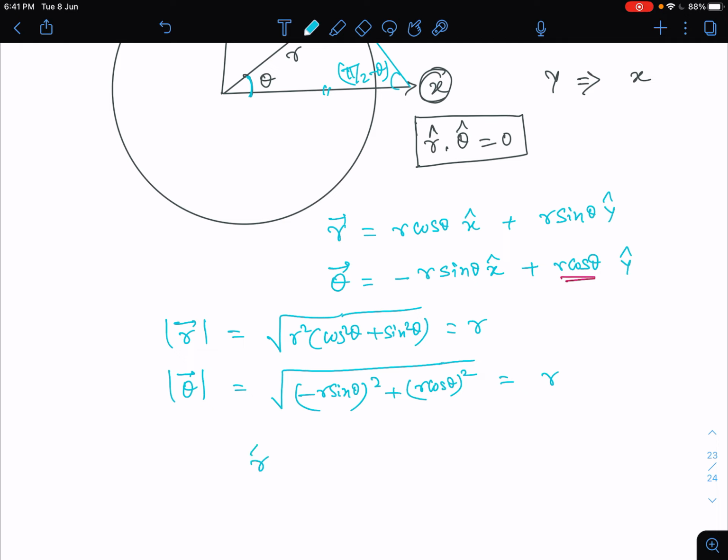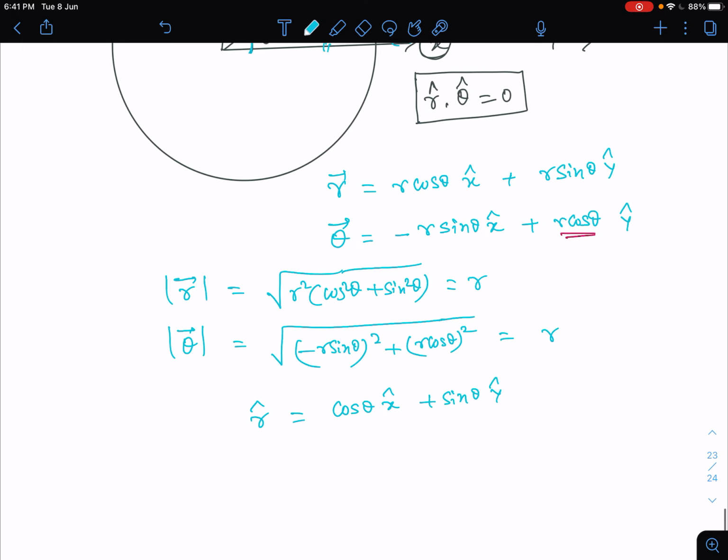So what is the unit vector along r? That is r cap. If we divide this by r, that is cos theta x plus sine theta y. And what is the theta cap? Again you divide by the mod of theta r, then it is just minus sine theta x plus cos theta y.